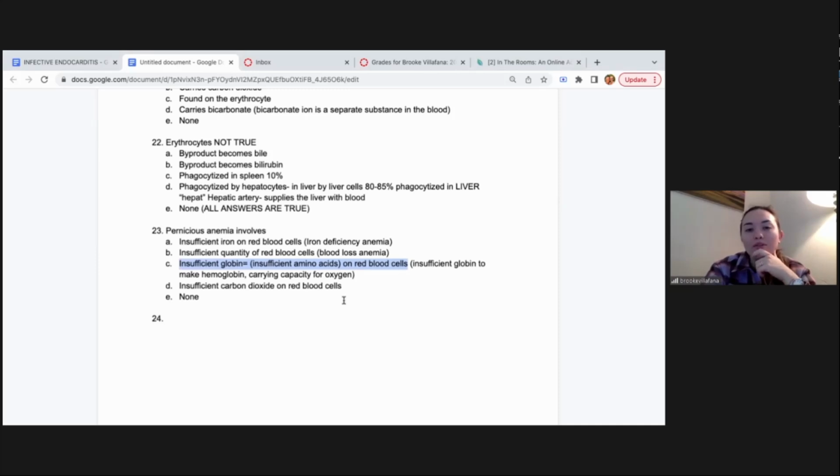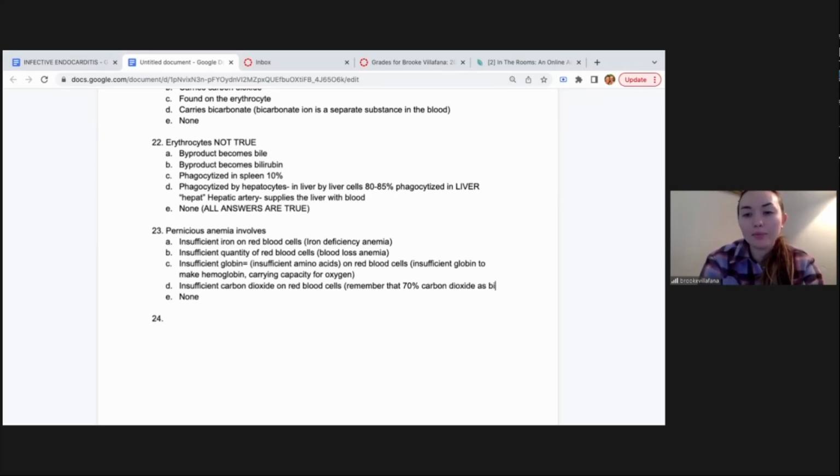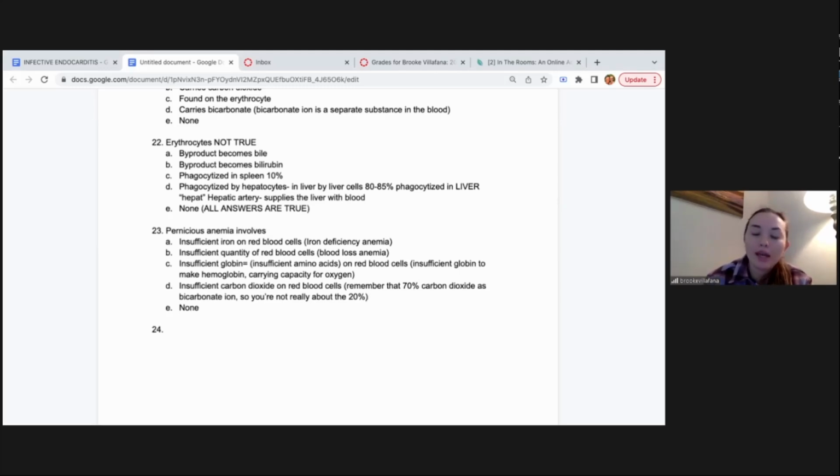If you don't have enough hemoglobin, you can't carry carbon dioxide. Yes and no. Remember that 70% of carbon dioxide is actually carried as bicarbonate ion. So you're not really worried about the 20%. Does that make sense? So yes, the hemoglobin does carry carbon dioxide, and yes, if it were damaged, you probably wouldn't carry it as well. But the majority is carried elsewhere.